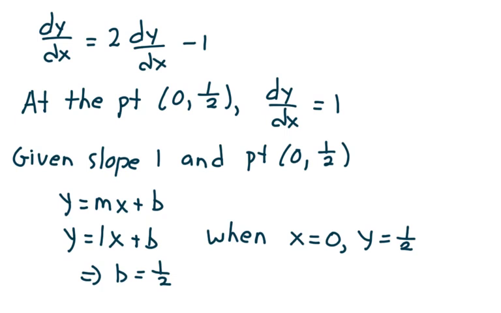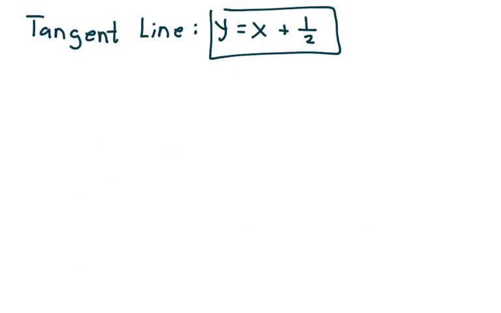So we're given a slope of 1 and a point (0, 1/2). Now remember, the equation of a tangent line in slope-intercept form is y equals mx plus b. But we know m is 1. So if I plug that in, I get y equals 1x plus b. When x is 0, y is 1/2. So that tells me b is 1/2. And that tells me that the tangent line is y equals x plus 1/2.